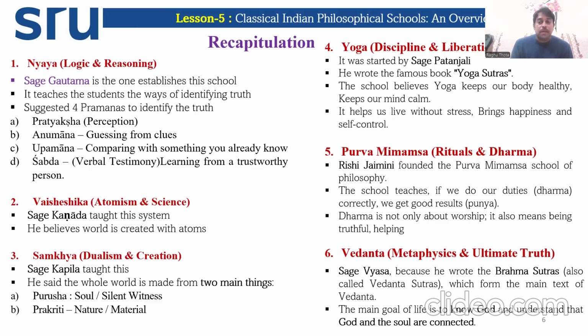So what does it mean by pramanas? The pramanas are the different ways to identify the truth if there is a crime. So what is the first pramana? Pratyaksha. You come to a conclusion, what is the truth? That is through pratyaksha, that means perception.